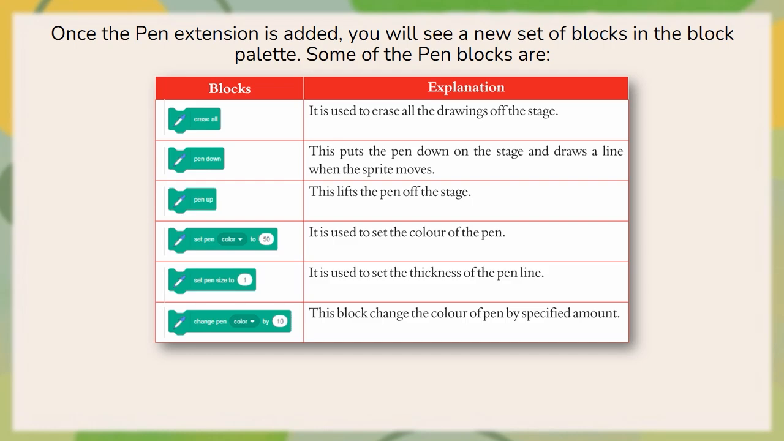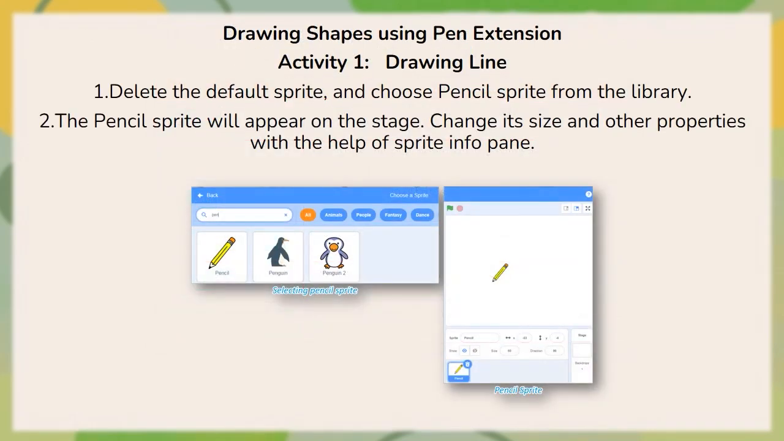Some of the pen blocks are used for drawing shapes using the pen extension. Activity 1. Drawing a line. 1. Delete the default sprite and choose the pencil sprite from the library. 2. The pencil sprite will appear on the stage. Change its size and other properties with the help of the Sprite Info pane.